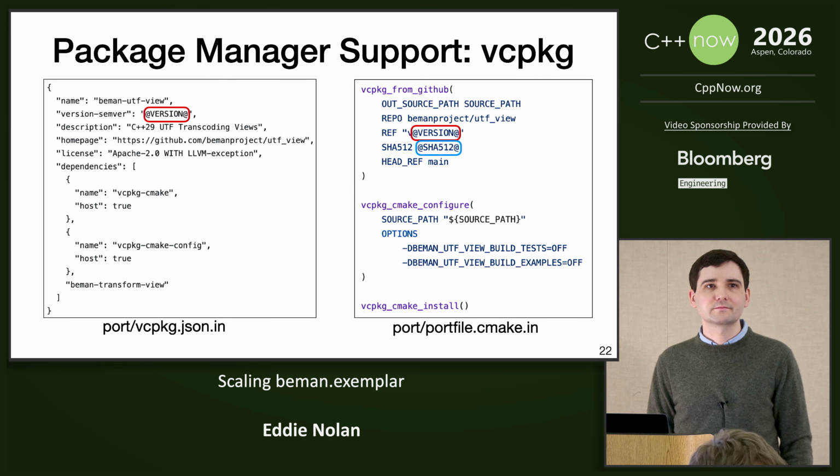Are Beman project implementations allowed to have third-party dependencies? Yes, they are. And if they do, how are they supposed to bring those in if those third parties don't support vcpkg?